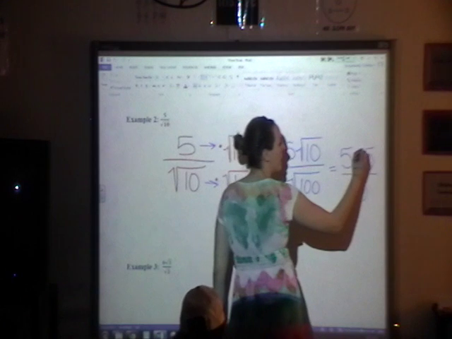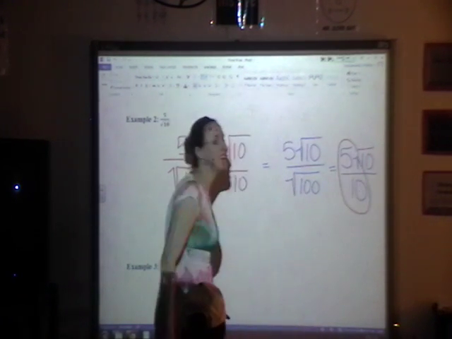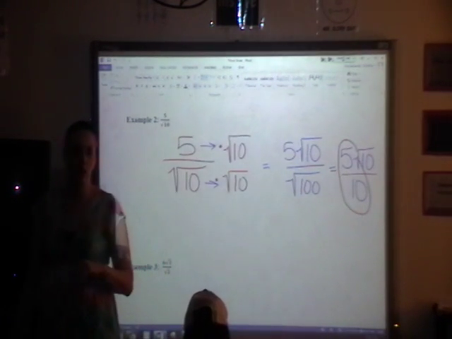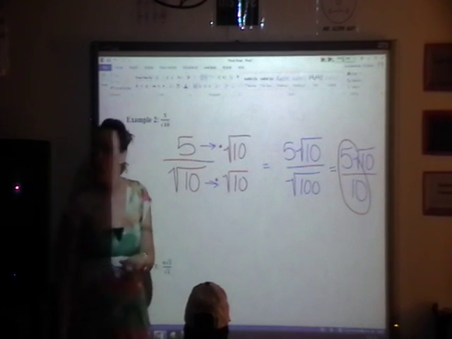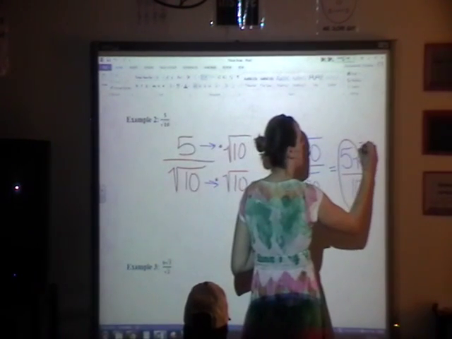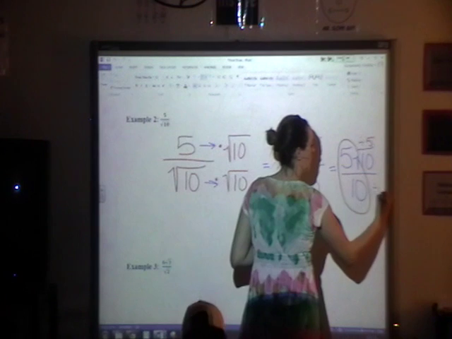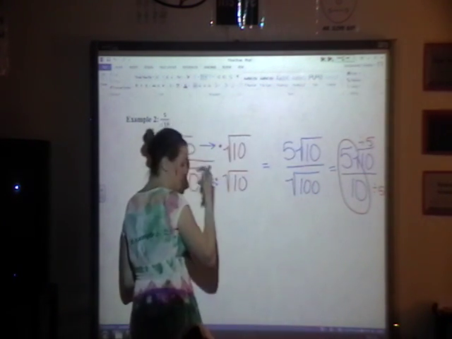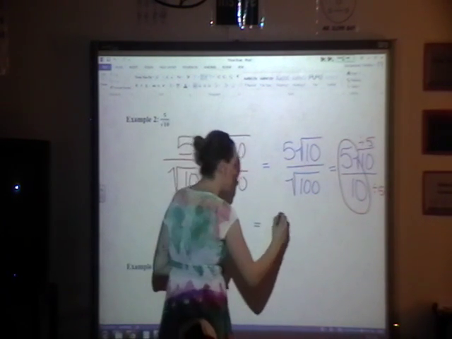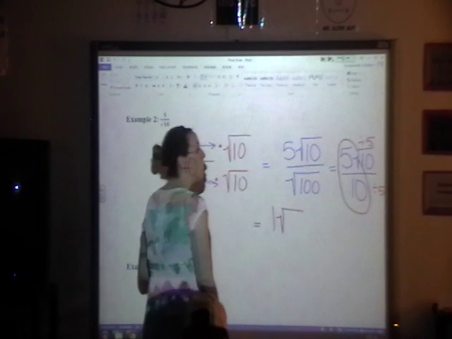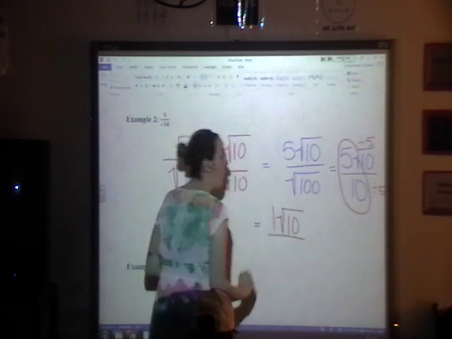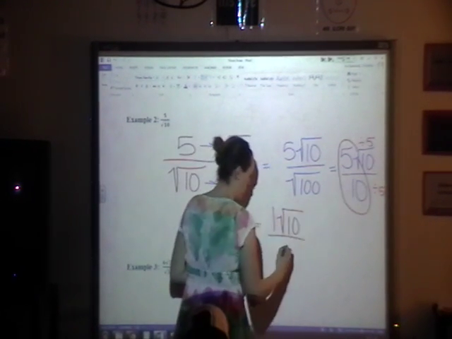Yes. Check your whole numbers. Can we simplify 5 divided by 10? What can we simplify? We can divide by 5, both the top and the bottom. 5 divided by 5 is? Last I checked it was 1. 1 radical 10 over, what's 10 divided by 5? 2.